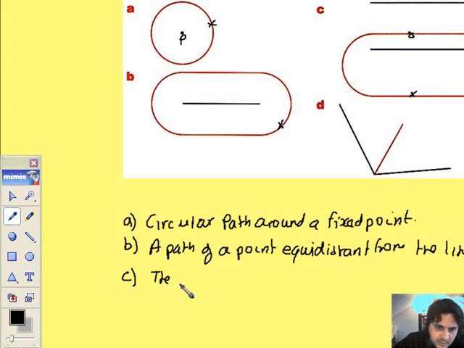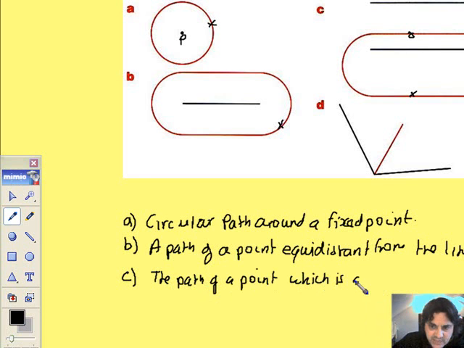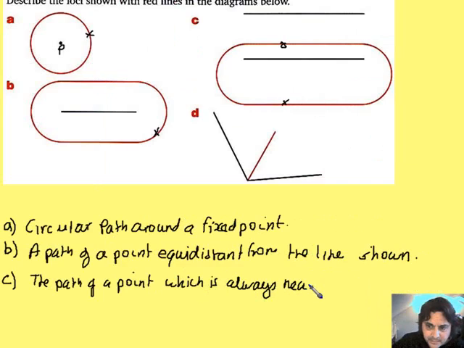So the path of a point which is always nearer one line shown than the other.